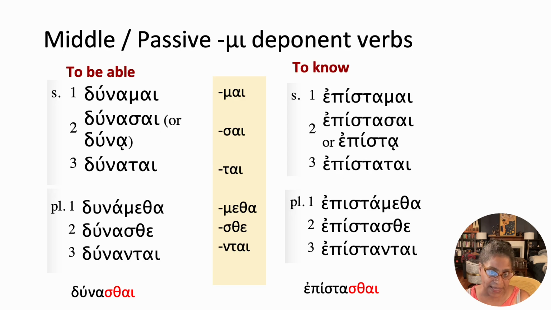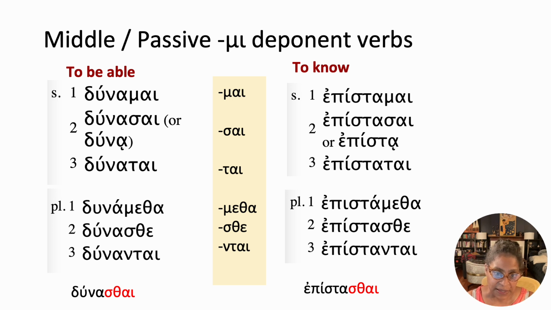Okay, now let's look at how we make the passive, middle passive endings, in this case deponent verbs, for mi verbs, because we've only really looked at omega verbs. But here are two deponent mi verbs, meaning that they look like they're middle passive, but in fact they are active in meaning. And these two verbs are dunamai, to be able, and epistamai, to know. So we're getting a lot of verbs that mean to know so far.